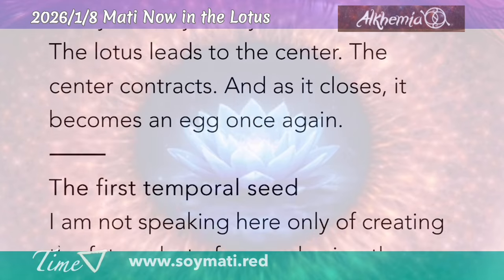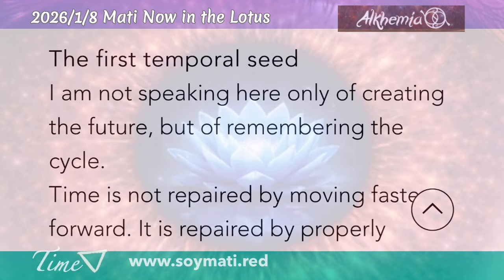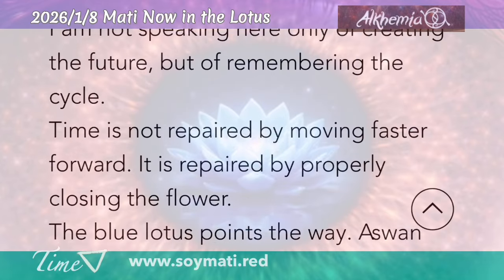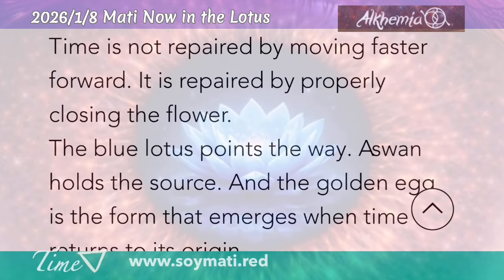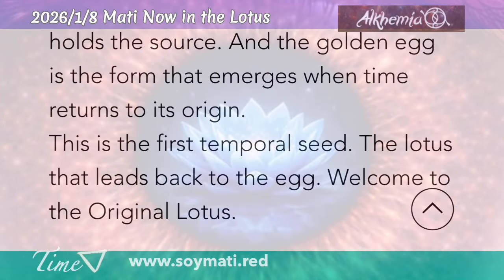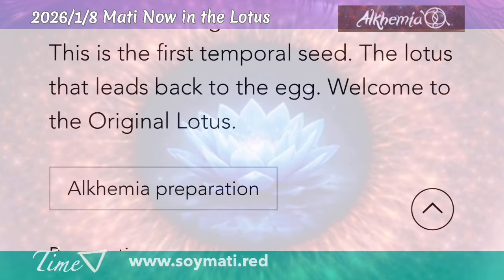The first temporal seed. I am not speaking here only of creating the future, but of remembering the cycle. Time is not repaired by moving faster forward. It is repaired by properly closing the flower. The blue lotus points the way. Aswan holds the source, and the golden egg is the form that emerges when time returns to its origin. This is the first temporal seed, the lotus that leads back to the egg. Welcome to the original lotus.